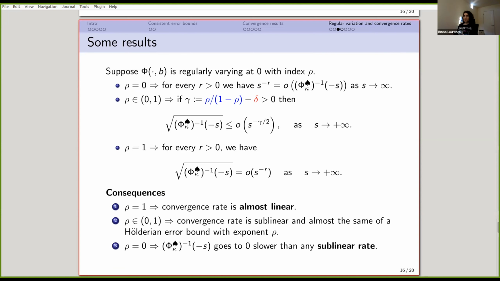Now I'm going to show what some consequences of this are for the convergence rate of the algorithm. If your error bound has index 1, in a sense, the convergence rate is almost linear, because this means that your algorithm is converging faster than any sublinear rate. We don't know whether it's linear or not, but we know that at least it's faster than any sublinear rate. For indexes between 0 and 1, it behaves almost the same as a Holderian error bound with exponent rho. And if the index is 0, this quantity goes to 0 slower than any sublinear rate. One thing I did not mention is that under very reasonable assumptions, you can show that if your consistent error-bound function is of regular variation, the index must be between 0 and 1.